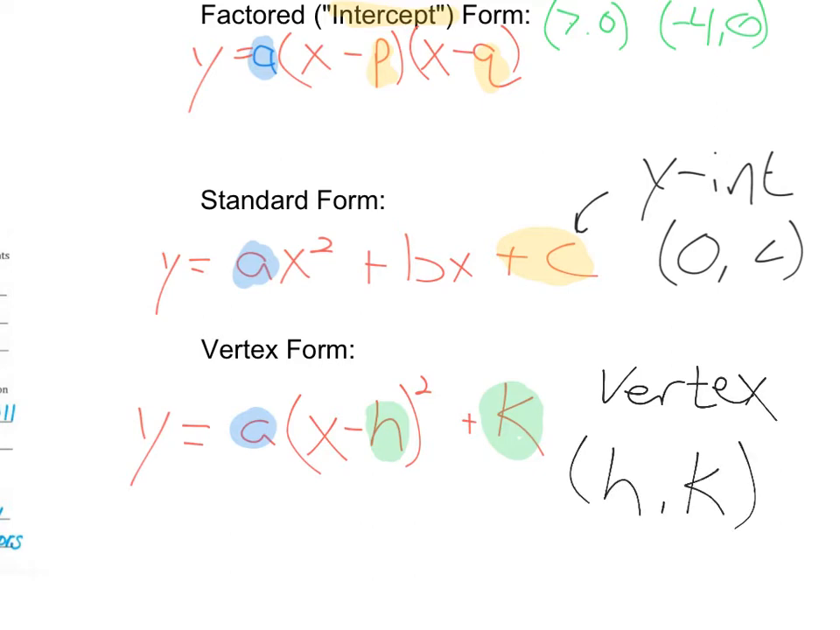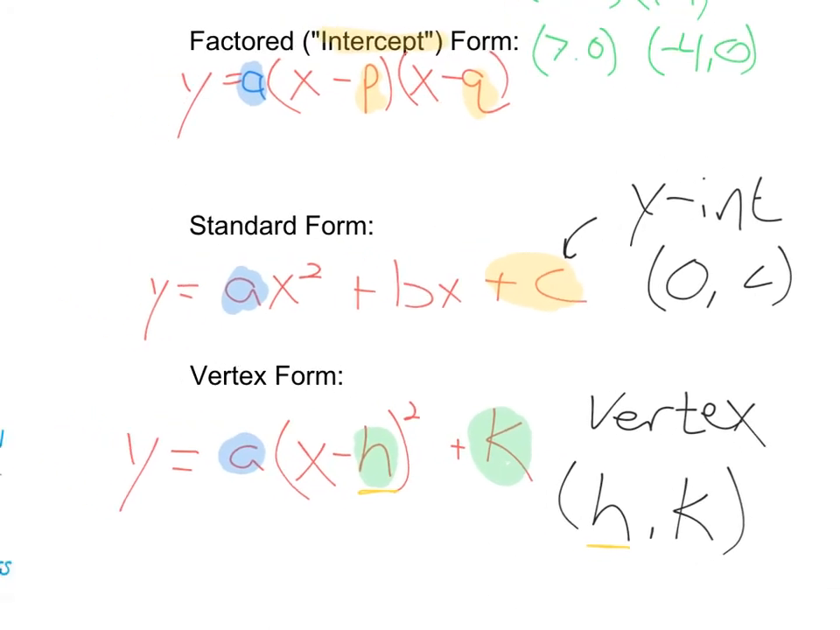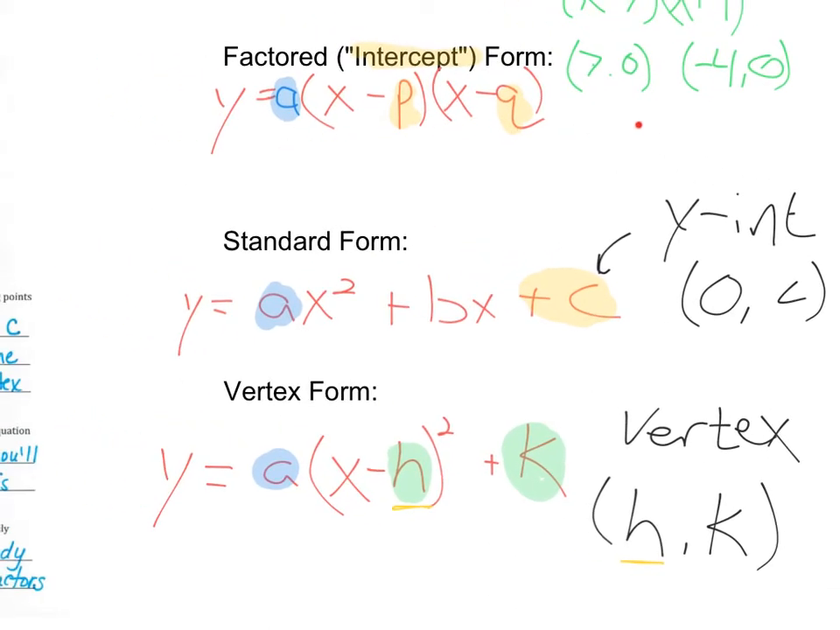Now one thing that you guys will need to be aware of is your h value is always going to be the opposite of what you would naturally think. So if you have x minus, say, 5, this would be a positive 5 here. If you had x plus 3, this would be a negative 3 here. So that's going to behave the same way as what we saw above with the intercept form.